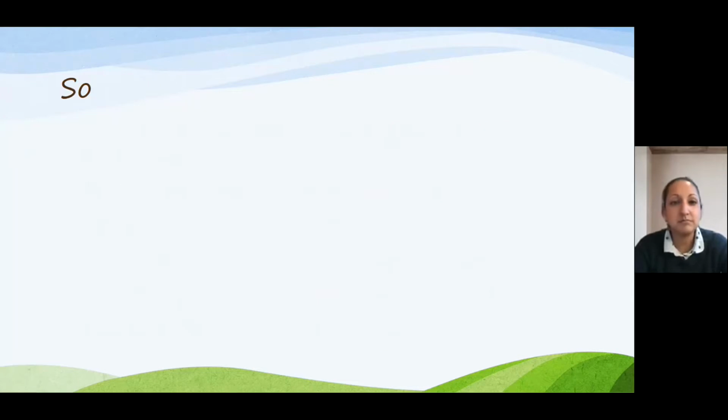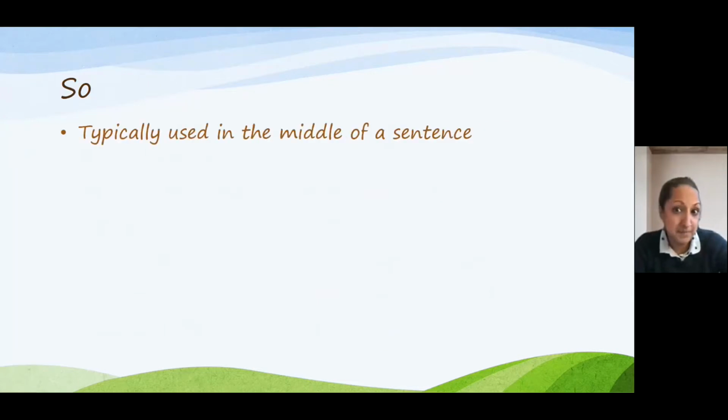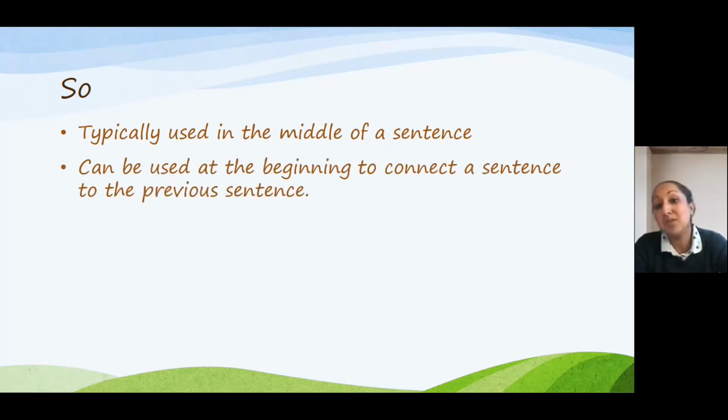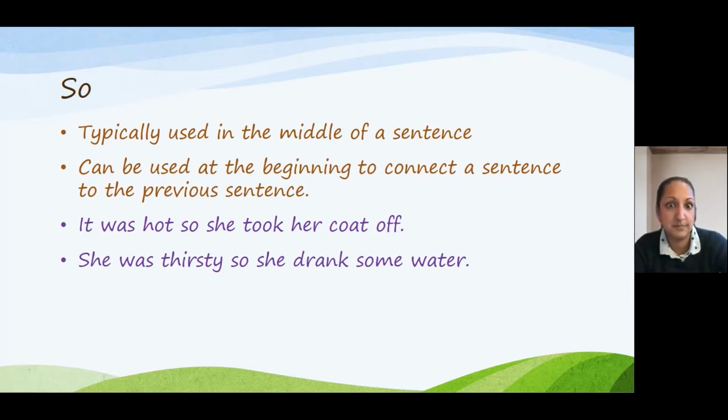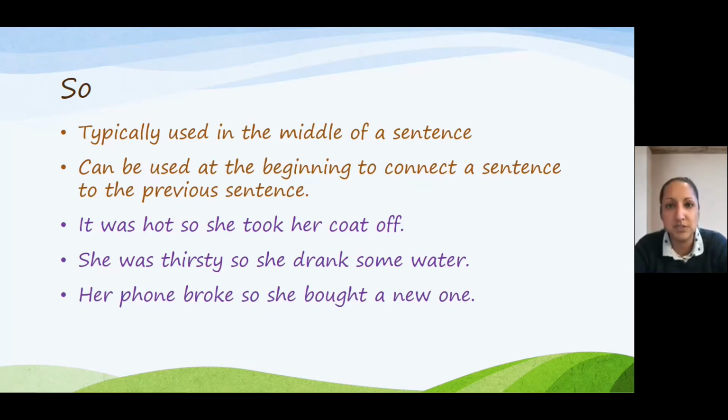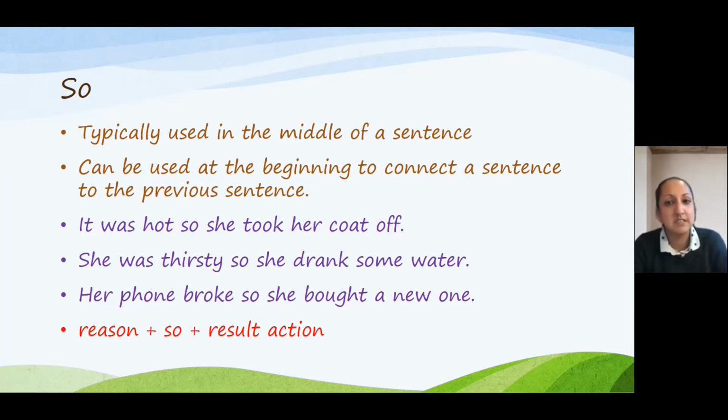Moving on to so. Usually we use it in the middle of a sentence. It can be used at the beginning to connect a sentence to the previous one. For example, it was hot, so she took her coat off. She was thirsty, so she drank some water. Her phone broke, so she bought a new one. Notice that first we have the reason for the action, so, and then the result action. So if we look at the first example, it was hot. That is the reason, but she took her coat off. Okay.